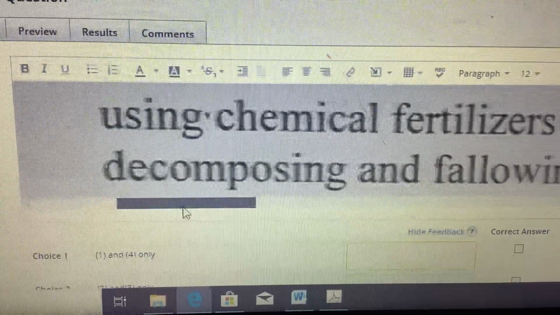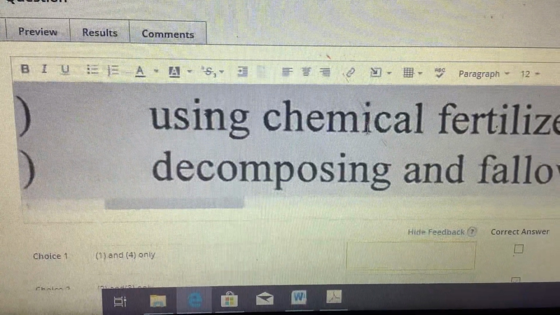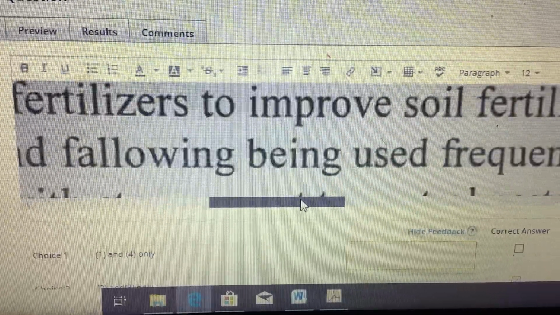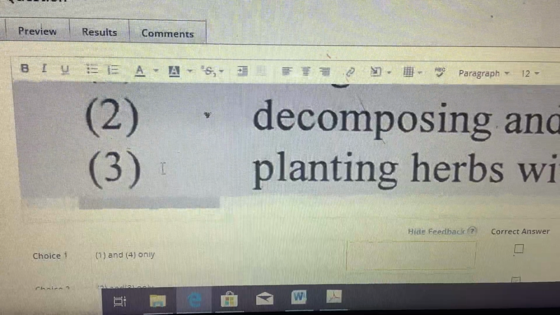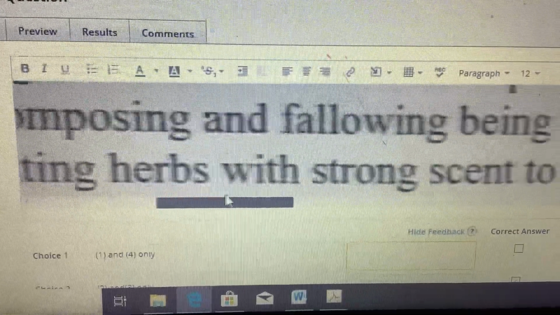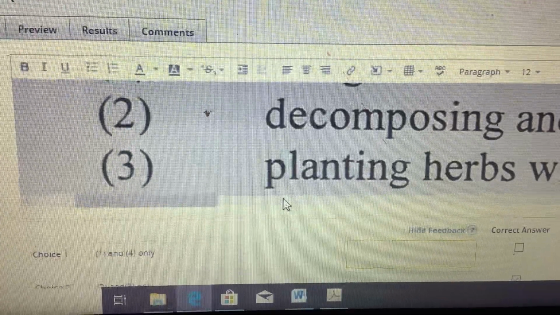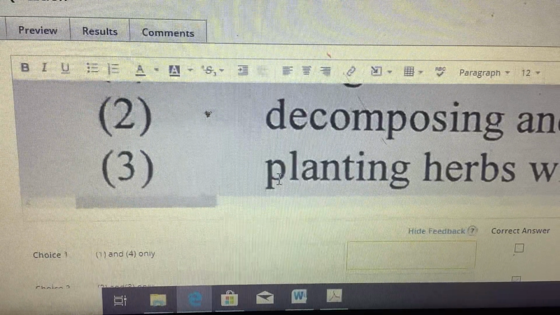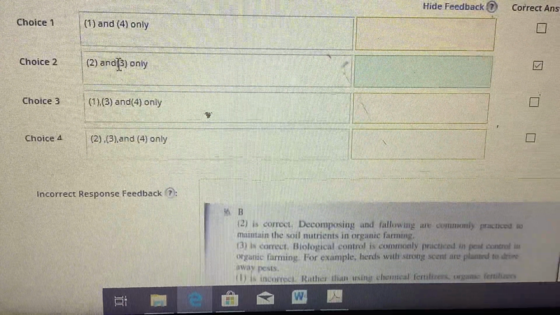Number two, decomposing and fairing being used frequently. Yes, because since we are not going to use chemical fertilizer, we will use decomposing and fairing to increase the fertility. Actually 1 and 2 are logically inconsistent, so either 1 or 2 is correct. Number 3, planting herbs with a strong smell to control the pest. This is talking about planting herbs which inhibit the pests coming, so that we can reduce the usage of chemical pesticide. So number 2 and 3 should be fine.